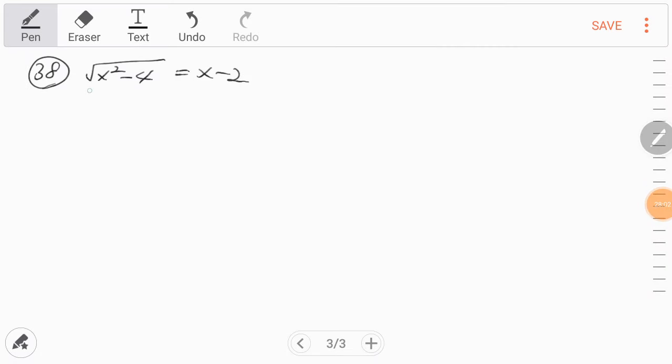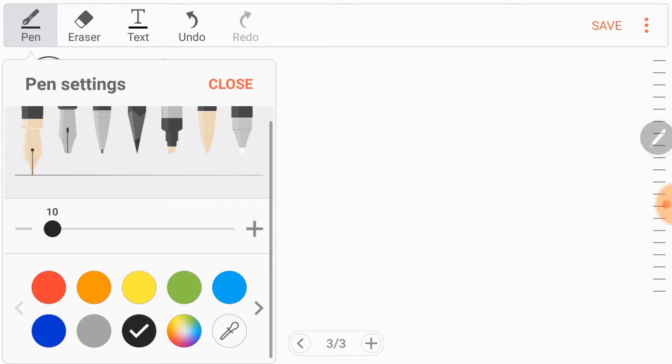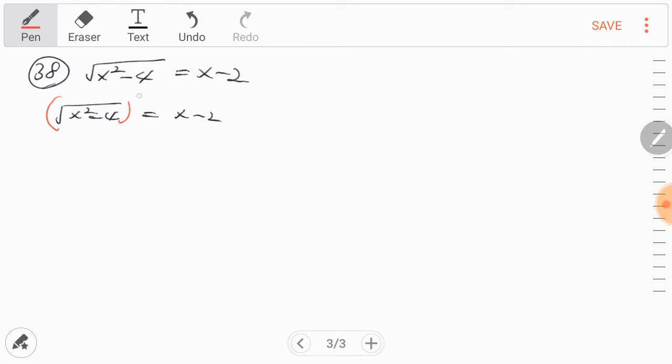Okay, let's try exercise 38. This one has one radical on one side of the equation, so why don't we square each side? Square each side so we can get rid of the square root symbol. Then we have x squared minus 4 is equal to x squared. Use the formula a squared minus 2ab, so minus 4x plus 2 squared is 4.